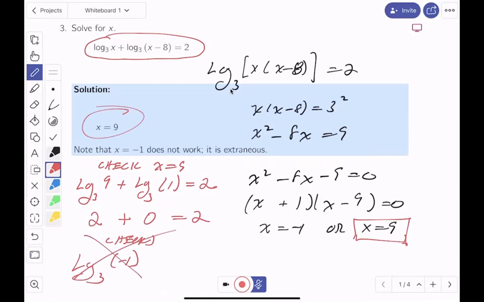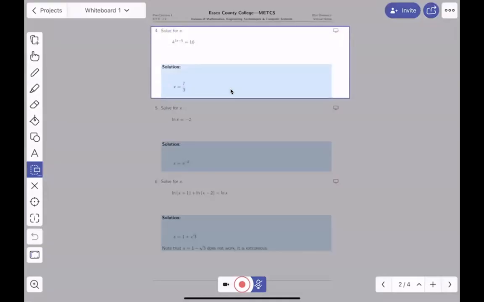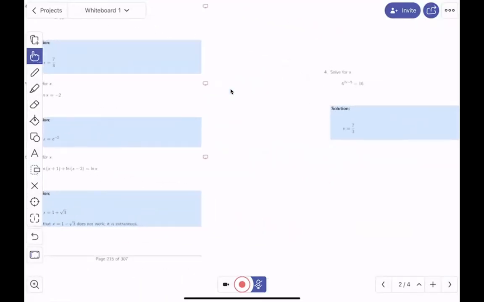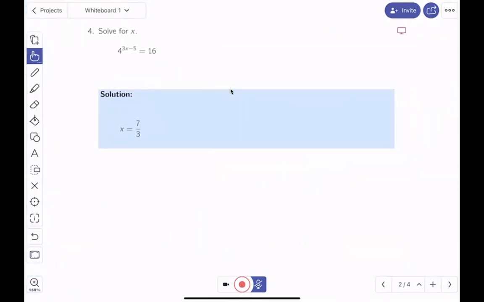What does it say in the answer key? x equals minus 1 doesn't work. It's extraneous. All right, let's go to the next question, which would be question number 4. As I go through these, they should be relatively straightforward questions if you studied the material that we presented to you. So let me put this down for you, and I'm going to go through it with you.